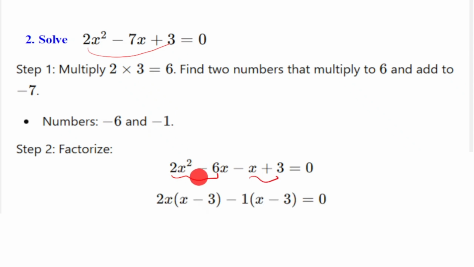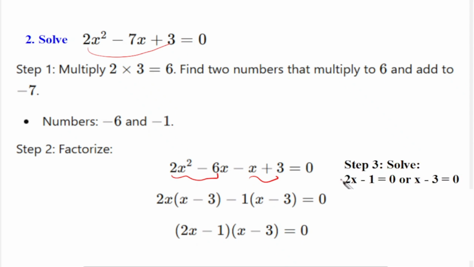Then group these two and take out the common. The common for these two is 2x. What is left? x minus 3. And the common for this one is minus 1. What is left? x minus 3. If we take out x minus 3 as a common, what is left here? 2x. What is left here? Minus 1. Now this is already factorized.